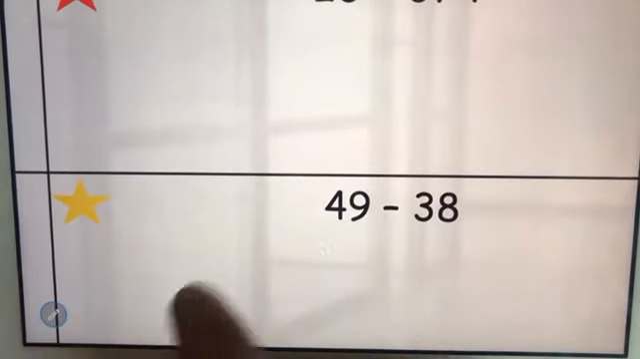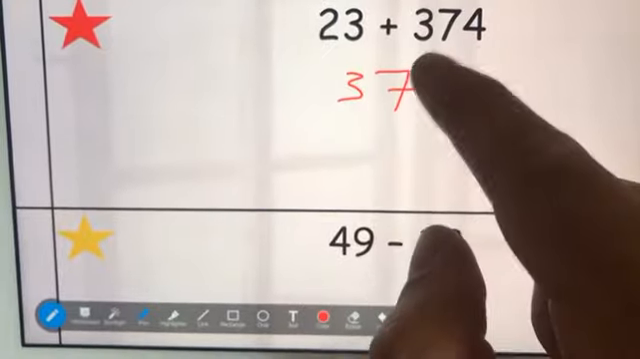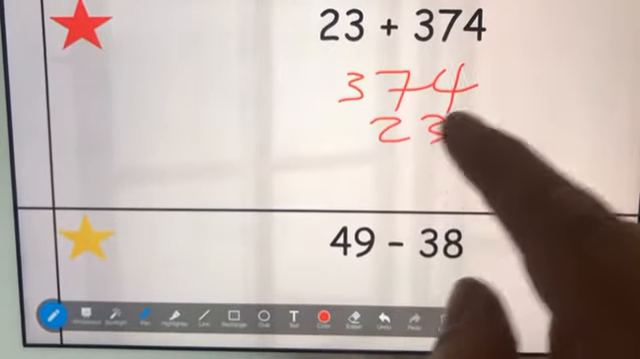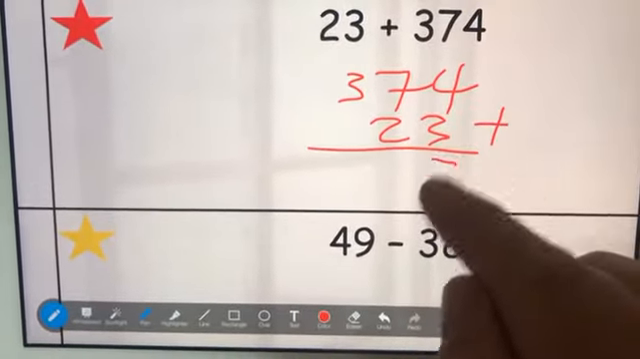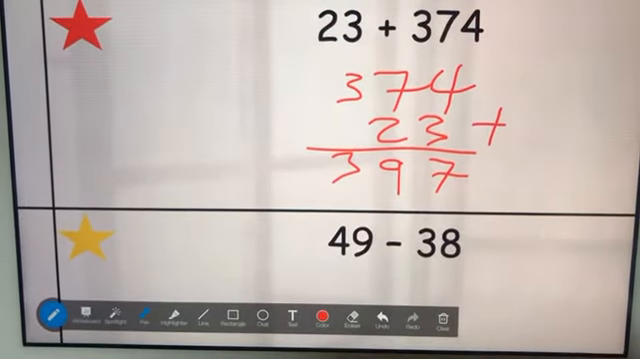Next one, 23 add 374. 374, add on 23. 3 plus 4 is 7, 7 plus 2 is 9, and 3 goes down the bottom, 397. 1 mark.